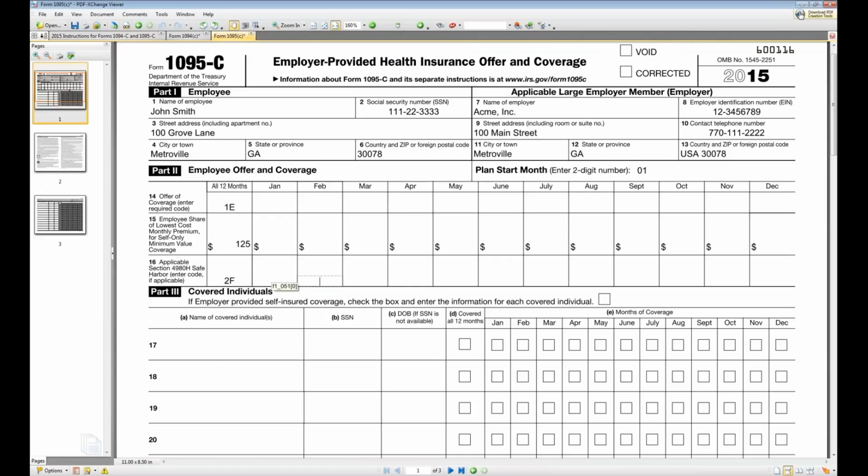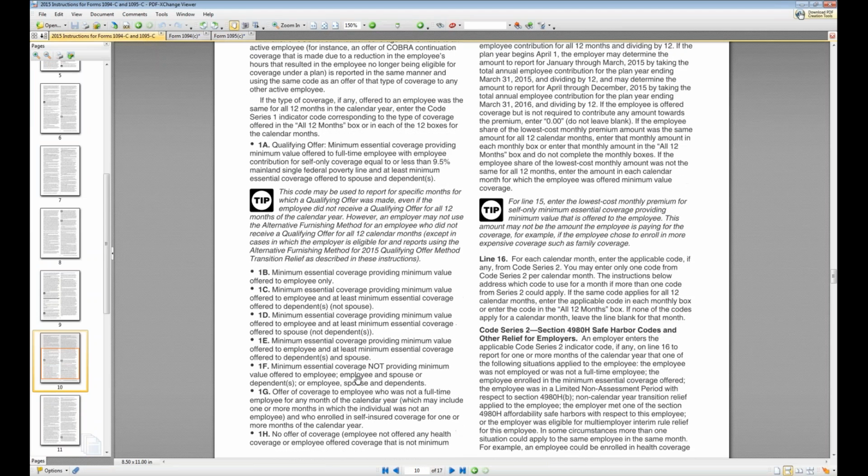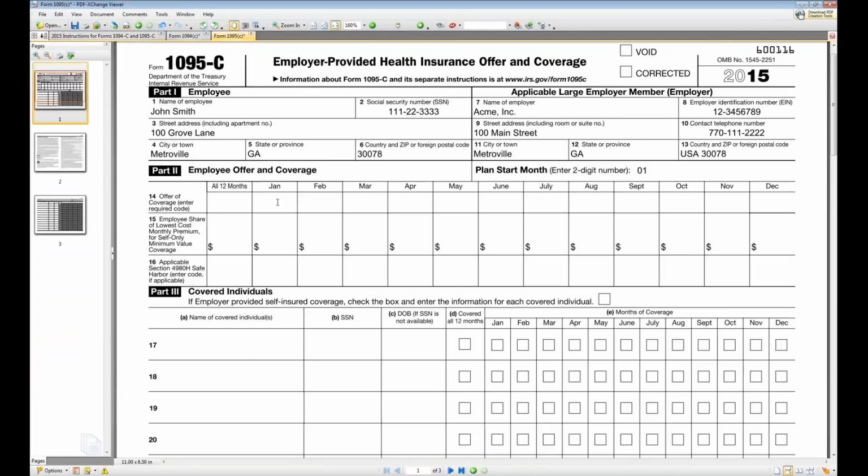Now, third example. This time, instead of being employed all year, John is hired mid-year. So this time we're not going to be able to use the all 12 months box. We're going to have to go month to month, and that's going to be the case for some of your employees. Now, going back to the codes, I mentioned 1H was a code for not offered coverage. Because John Smith, in this example, was hired June 1, he was not offered coverage for the first 5 months of the year.